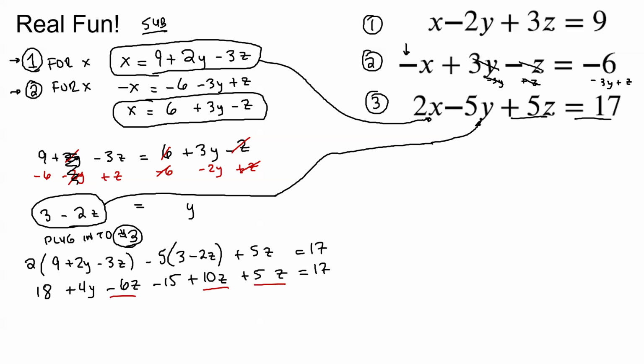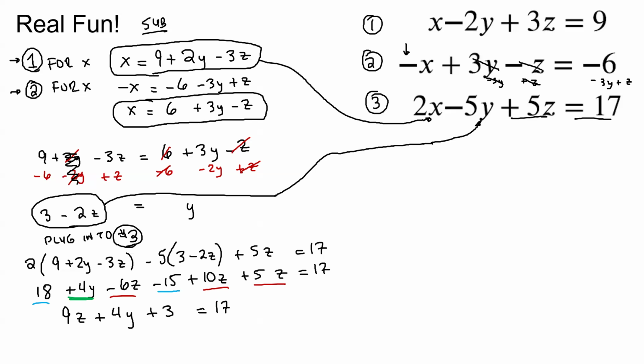I'm going to put those three z terms together. So that would be negative 6 plus 10 would be 4 plus 5 would be 9z. Let's put that down. I'm looking for y terms now. The only y term is this guy. And so I'd have a plus 4y. And then I've got 18 minus 15 on this side. So that's going to be a 3. And then finally, I've still got the equals 17 over there.